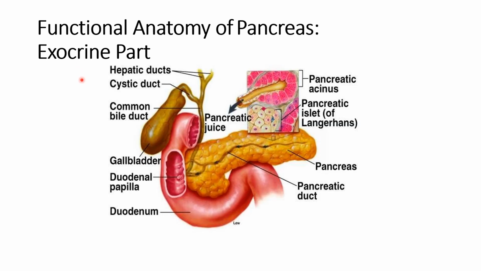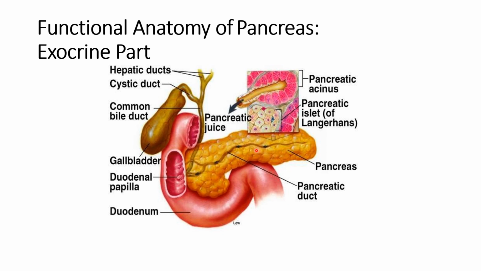Coming to the functional anatomy of the pancreas, exocrine part. It is an elongated accessory digestive gland which lies retroperitoneally and transversely across the posterior abdominal wall. Anatomically, it is divided into head, neck, body and tail. And physiologically, it is divided into exocrine and endocrine.